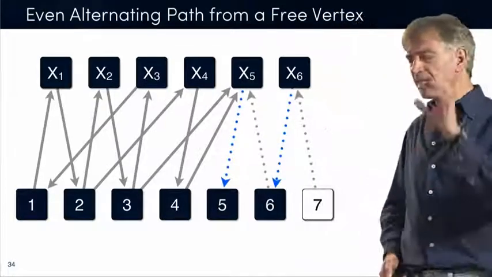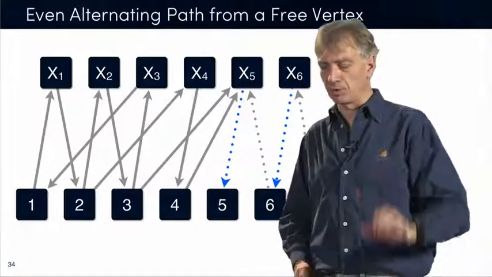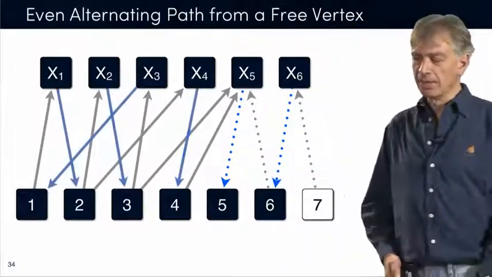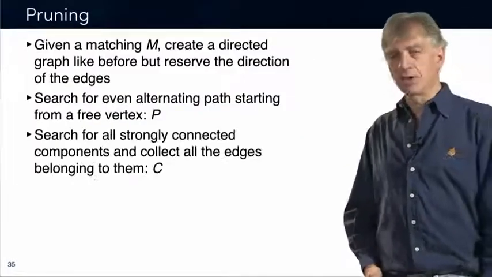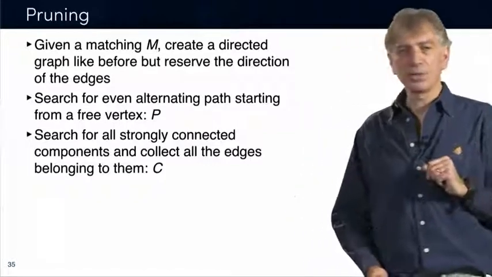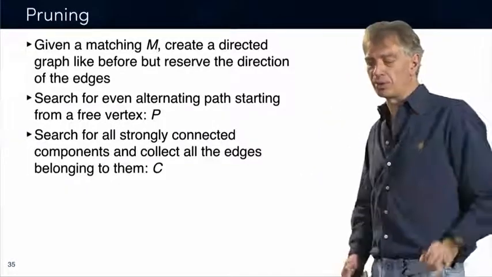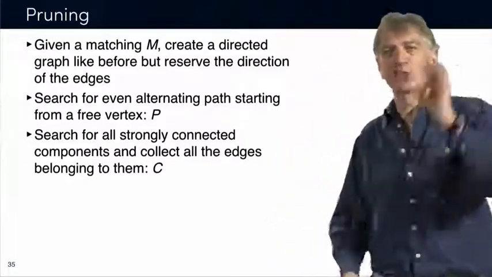Well, we can make them dashed, which basically means please don't remove them. We know that they can't be removed. They belong to some matching. Okay, so that's the first step. And the second step now is going to be looking at things that belong to an even alternating cycle. How do we do that? Well, there is this beautiful algorithm which is called finding strongly connected components, which does exactly that.